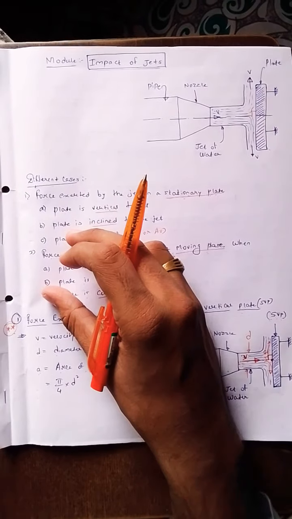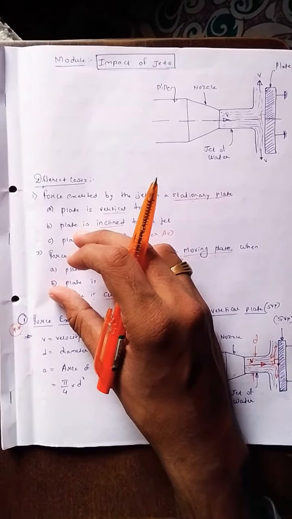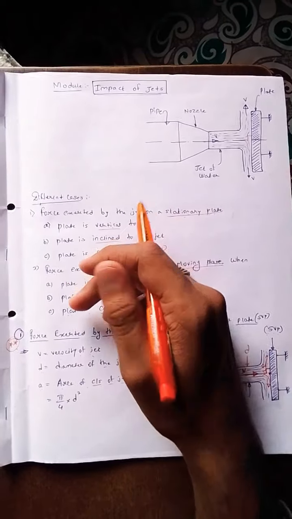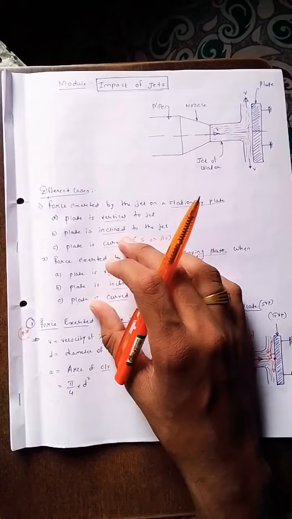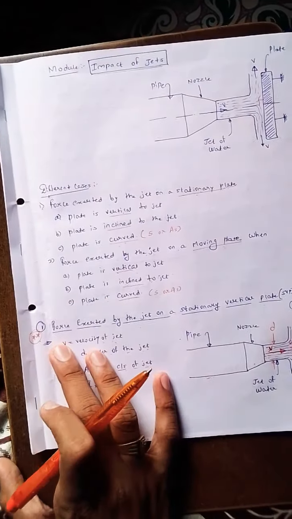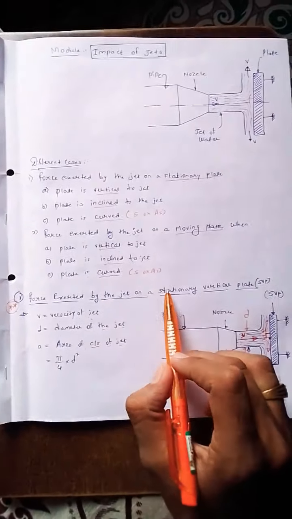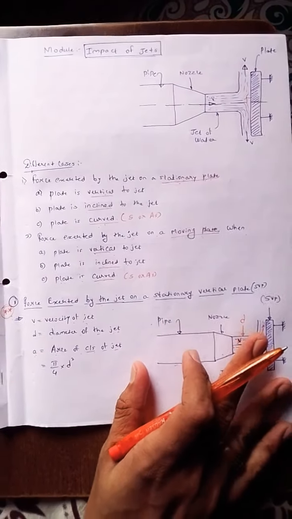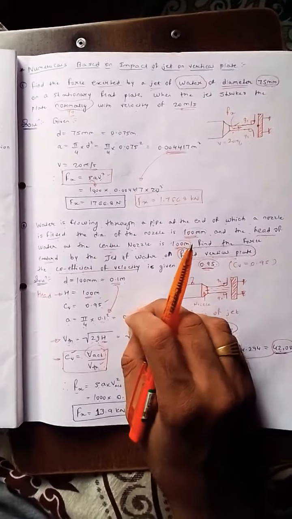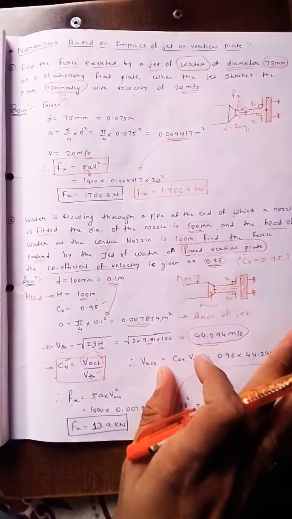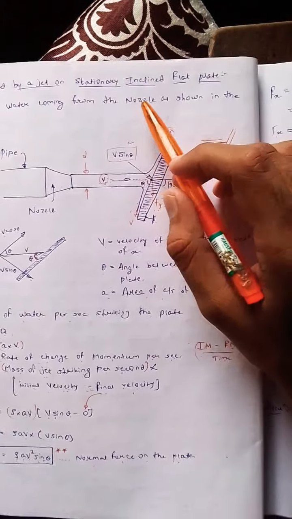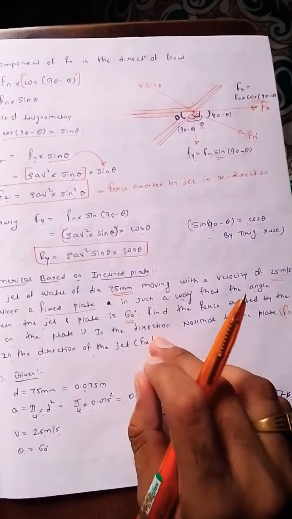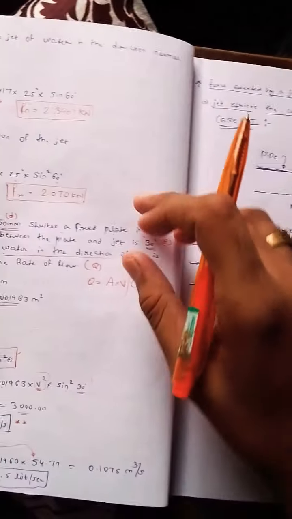In previous videos, we have started a new topic, that is impact of jet, and we have covered the introduction part, different cases, and two derivations. The first derivation was the force exerted by the jet on a stationary vertical plate, and we have covered two numericals based on that concept. The second derivation was the force exerted by the jet on the stationary inclined flat plate, and we have covered two numericals based on the same concept.